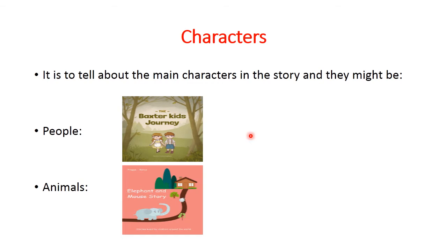Number 2, characters. It is to tell about the main characters in the story, and they might be people or animals. Here we have a boy and a girl, and here we have an elephant. So it can be people or animals.